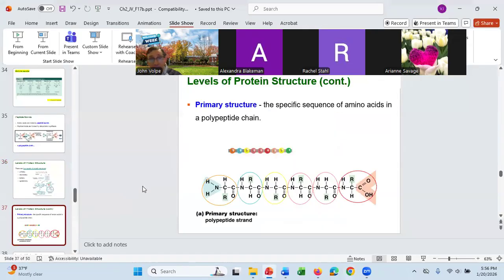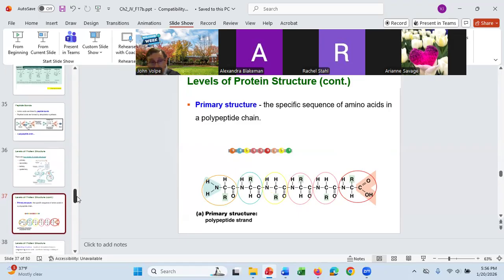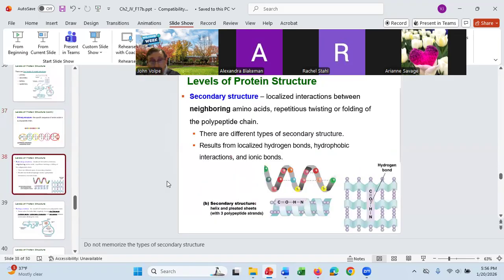All right. The primary structure is simply the specific sequence of amino acids in a polypeptide chain. So once the protein is finally made, we have the primary structure, and that's simply the sequence of amino acids one after the other. Once the protein is made, the nearby amino acids start interacting with each other. And that we call the secondary structure.